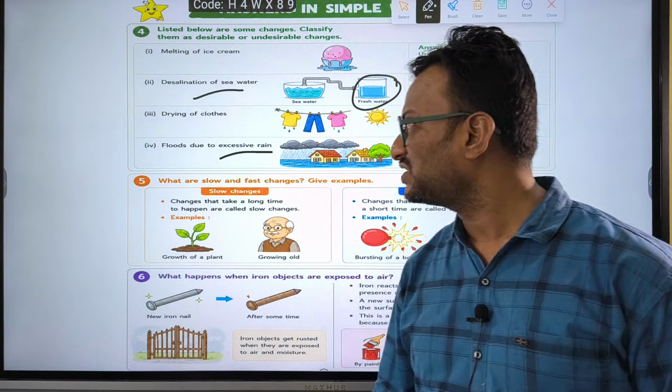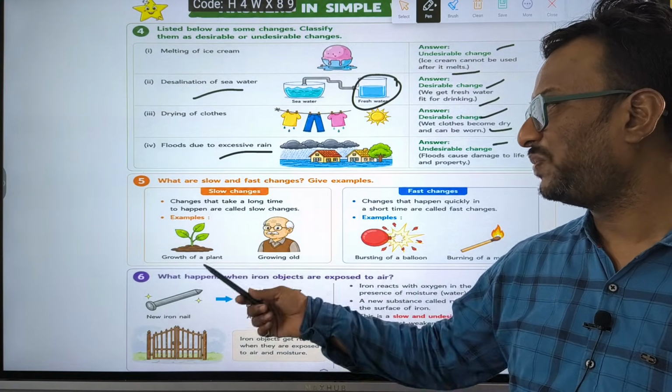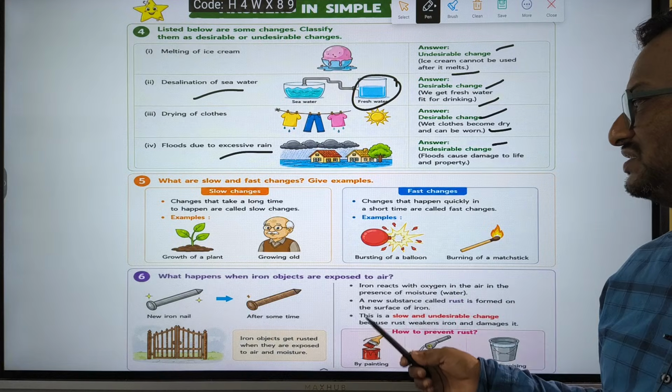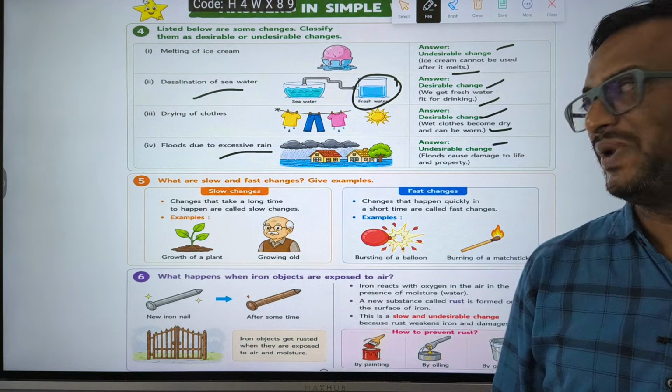Okay. Next, what are slow and fast changes? Slow changes: growth of a plant, growing old. Fast changes: bursting of a balloon, bursting of a cracker, lighting of a matchstick.